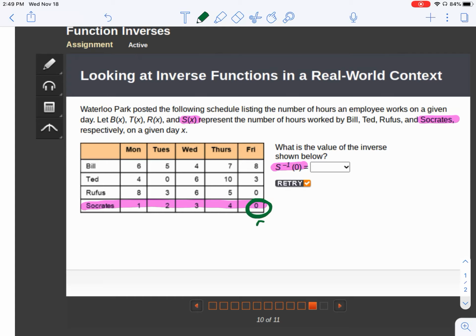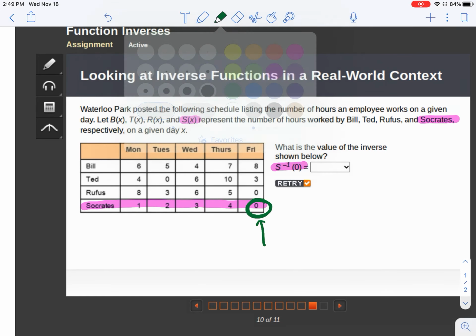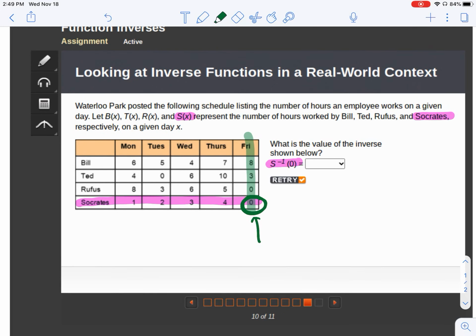I see 0, but now instead of this value, I want to find the inverse. So what day does Socrates have to work to get 0 hours? Now we're looking at this vertical column, and it's for Friday. So if I did Socrates Friday, Socrates worked 0 hours. But since they're asking for the inverse, our answer, in this drop down, I'm assuming there's going to be a Friday option.